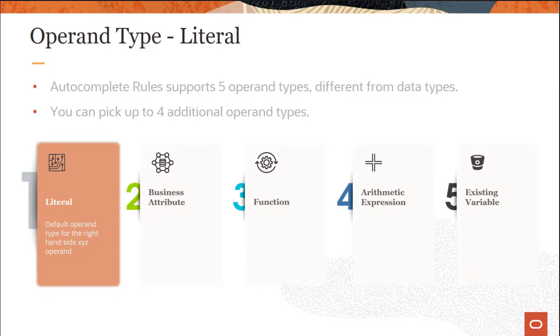Literal is the default operand type for the right-hand side XYZ operand for any variable type definition equation, most expressions, and most arguments of functions. In most cases, a literal operand type shows up as an empty text box that requires an input in the expected data type for that field. One exception to this is the right-hand side operand of an expression in which the left-hand side is a business attribute of type LOV, list of values. In this case, the literal automatically shows you a list of valid values for the LOV.